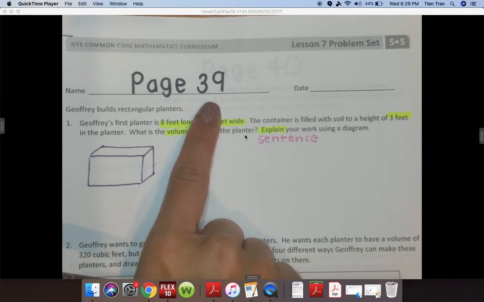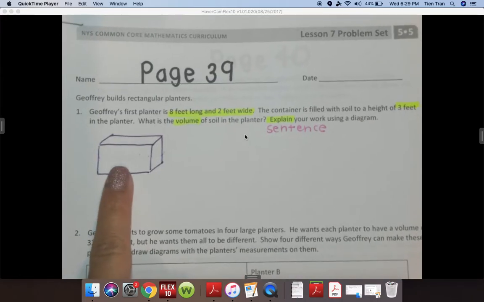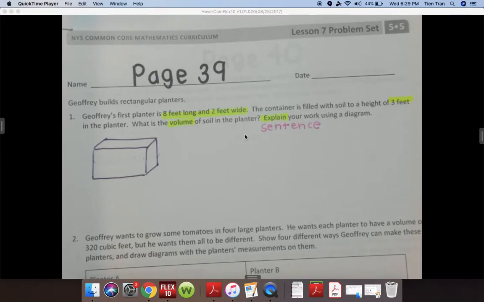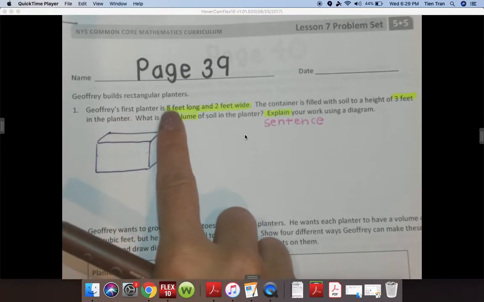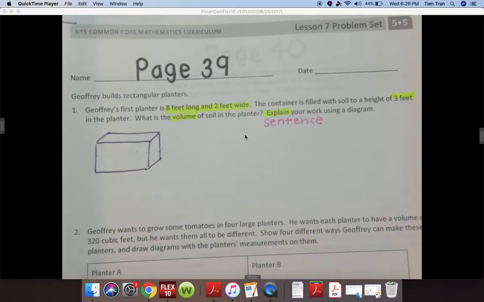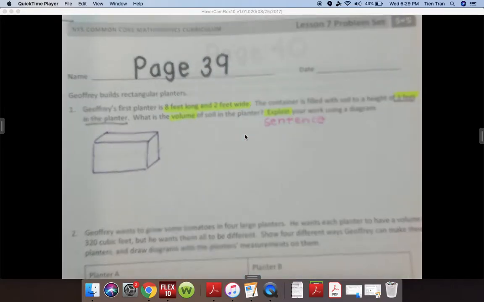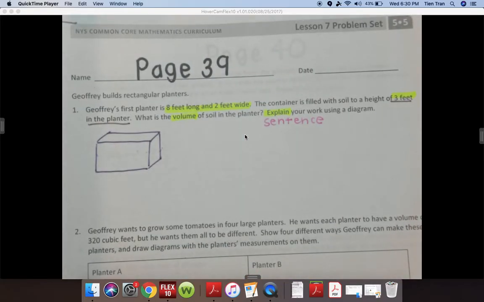This is page 39, and it says Jeffrey builds rectangular planters. So this is a planter that I drew. For number 1, Jeffrey's first planter is 8 feet long and 2 feet wide. The container is filled with soil to a height of 3 feet in the planter. So it is filled with 3 feet of soil. What is the volume of the soil in the planter? Explain your work using a diagram.